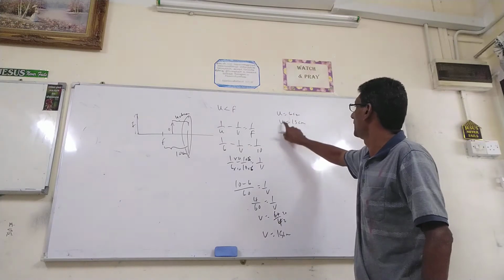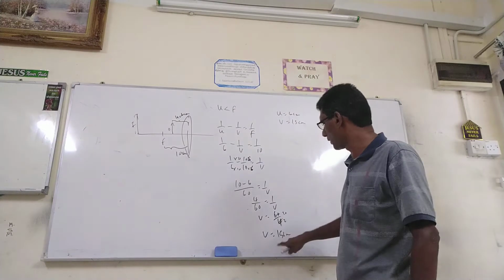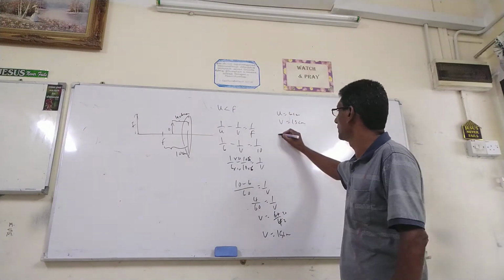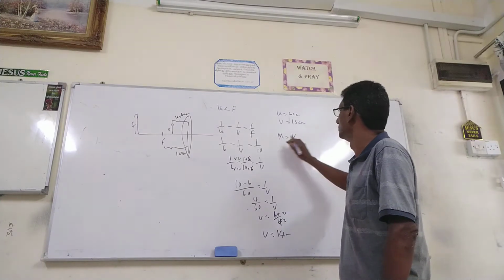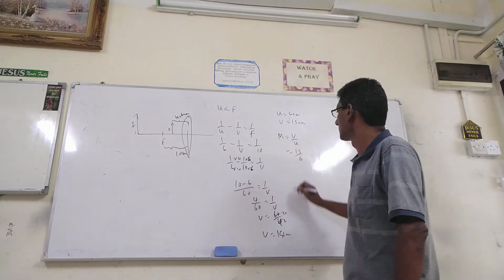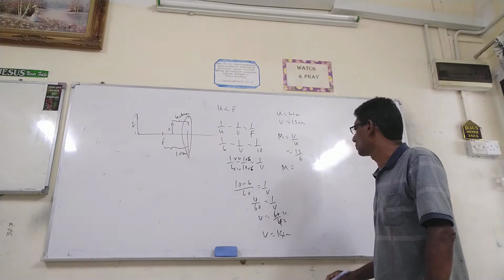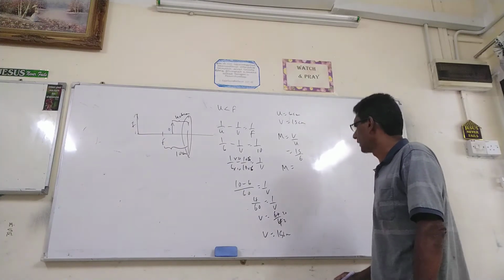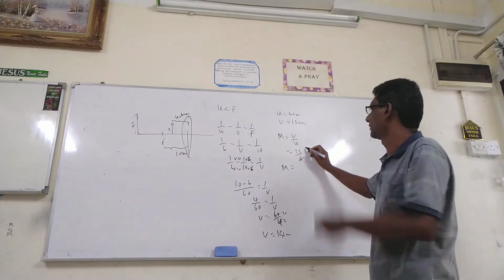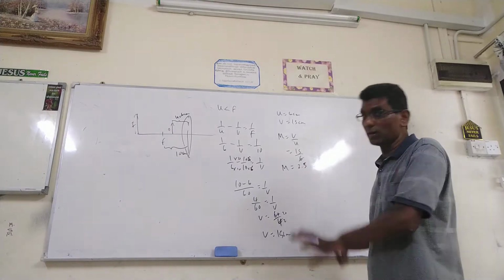U equals 6 cm and V equals 15 cm. U we know is 6 cm, and by the formula we found V equals 15 cm. So the magnification equals V over U. Magnification is 15 divided by 6, so magnification is 2.5. Magnification 2.5. This is one formula.